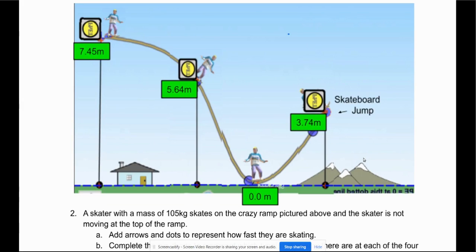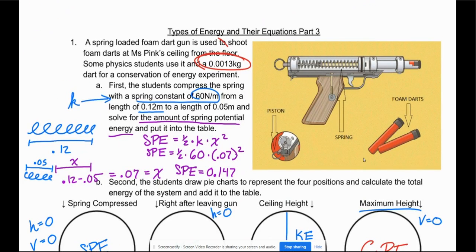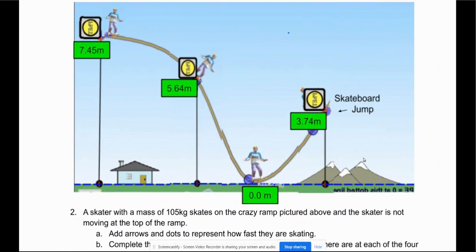Alrighty, so we're going to do worksheet types of energy and their equations part 3, and we're going to do problem number 2 with the skateboarder. So the first thing that I want to notice is what type of energy I have at each of these places. So up at the top, my velocity is 0. Here, I do have velocity. I don't know what it is though. The velocity at the bottom, I don't know what that is. And then here, I don't know what this velocity is either. But the main thing is that I know that it does have velocity.